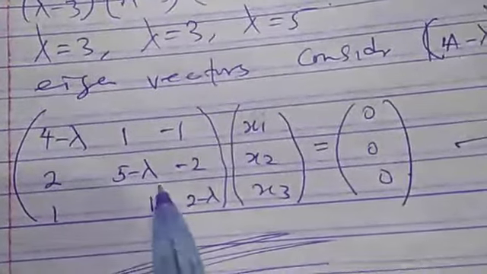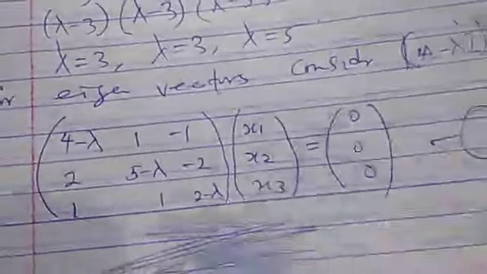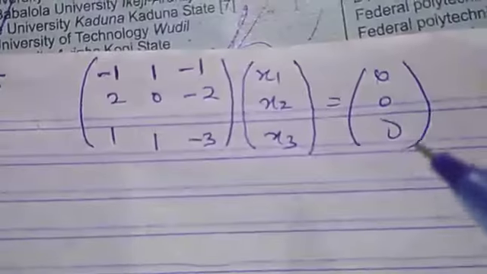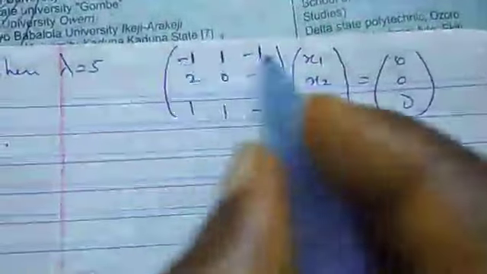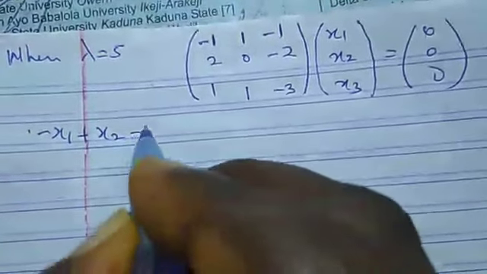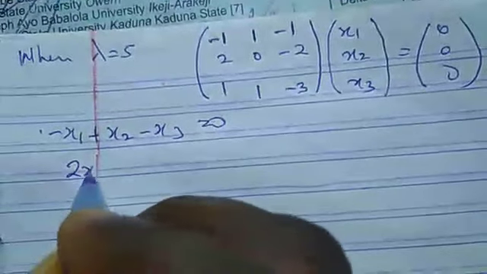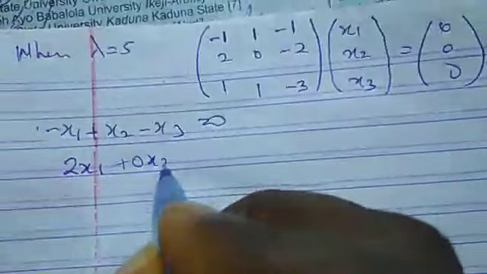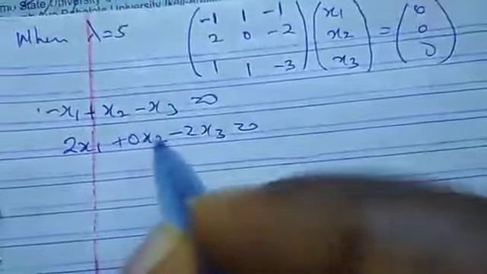When lambda is equal to 5, anywhere you see lambda, you put 5 in this expression and rewrite it. From this place, it's not very easy for us to do. When we expand this, we have minus s1 plus s2 minus s3 is equal to 0, and the second one is 2s1 plus 0s2 minus 2s3 equals 0. We don't need the third one. In fact, these two will give me the answer.